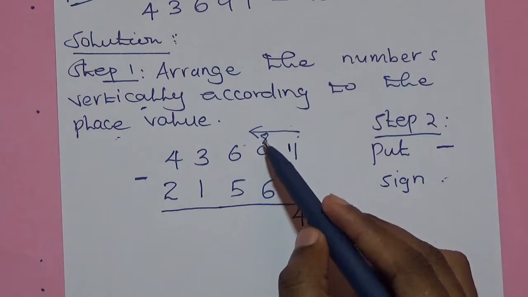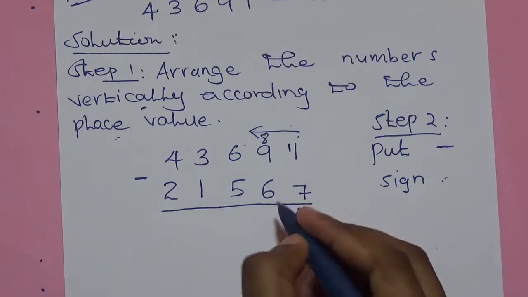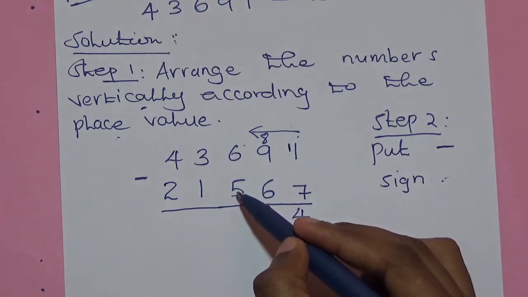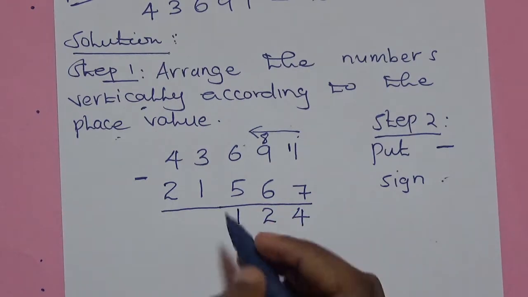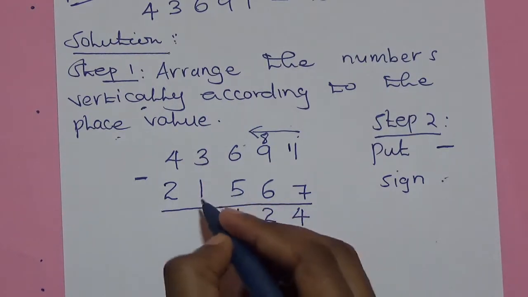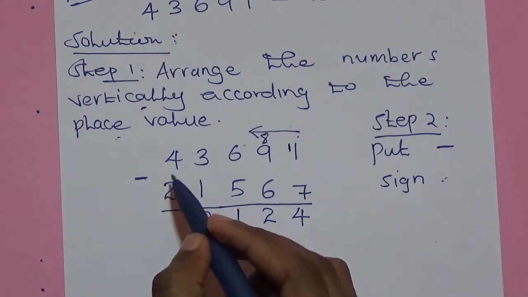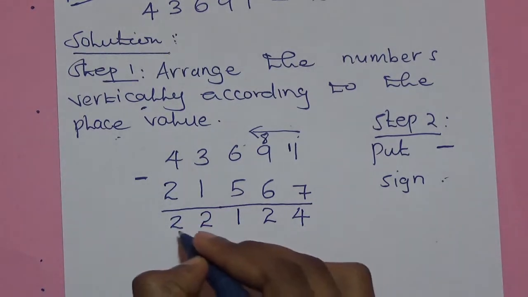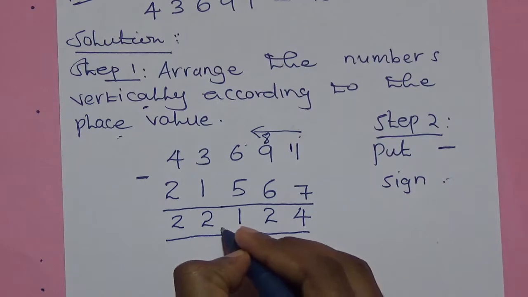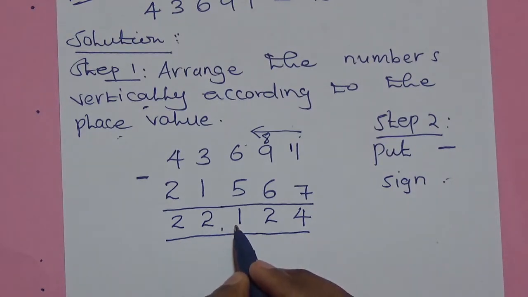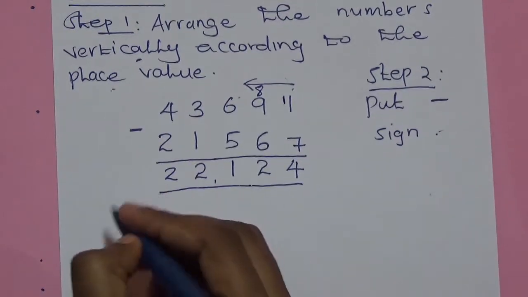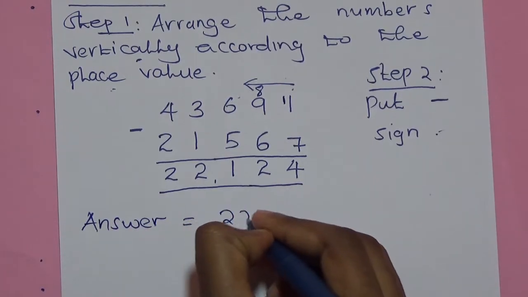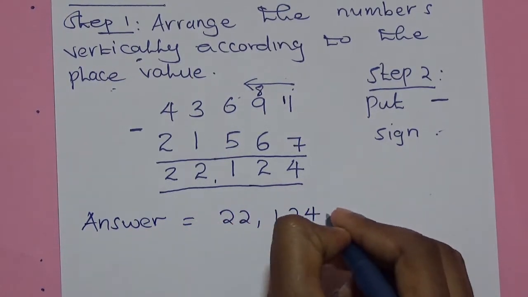Then here we are left with 8. 8 subtract 6 will give us 2. Then 6 subtract 5 will give us 1. 3 minus 1 will give us 2. And finally 4 we subtract 2 will give us 2. And this is the correct answer. So the answer will be 22,124.